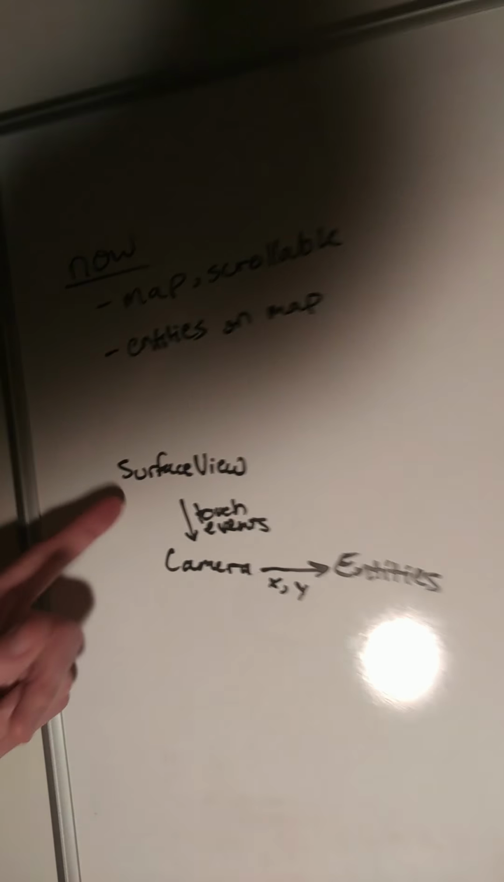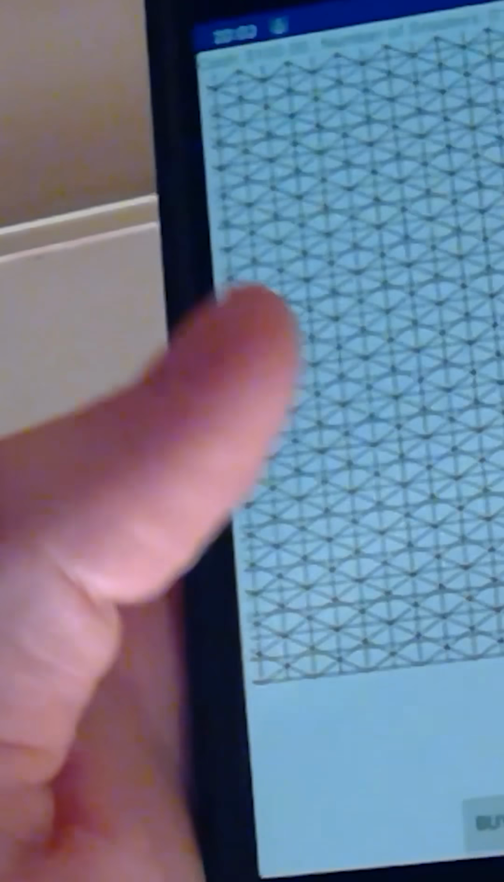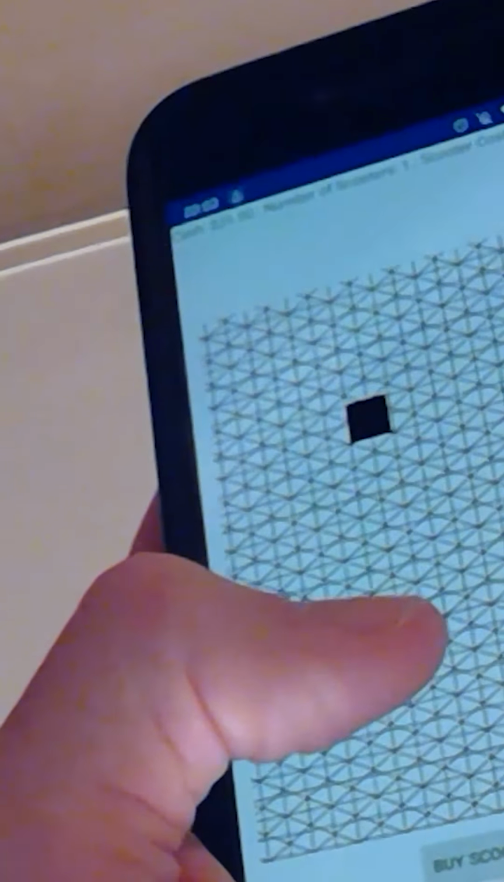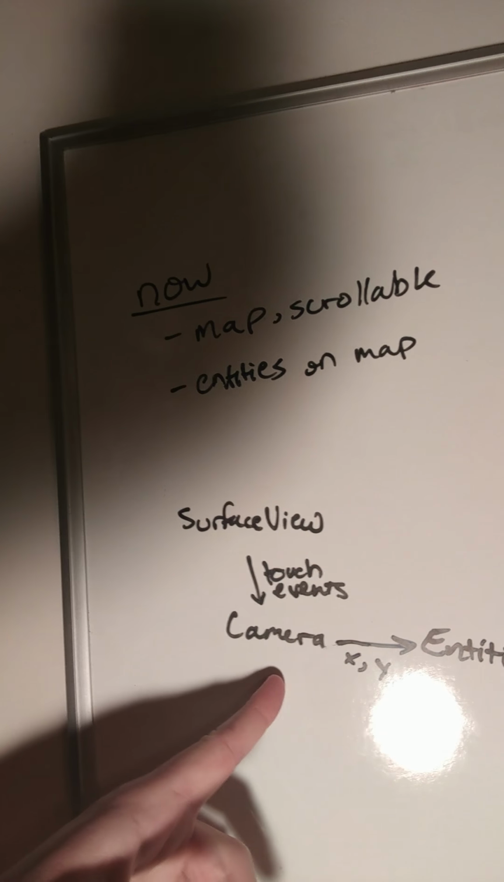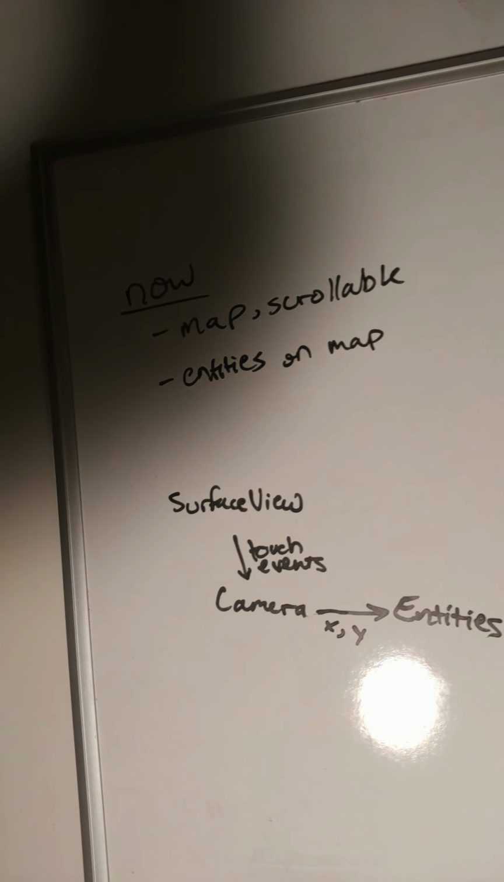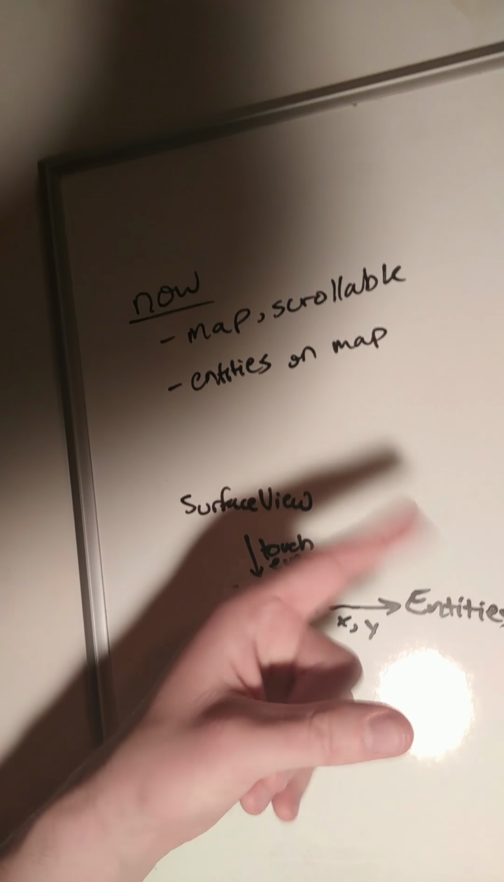Basically, I have the Android surface view. It's sending touch events down to the camera, and the camera is sending its X and Y to the list of entities that it's going to draw, including a terrain image, including every scooter, which right now a scooter is just a square on the map. So basically, I tried to abstract things a little bit because it becomes a mess. All the touch events are handled by the camera. When you're moving your finger around there, it handles that, and then it passes on the offset to all of the entities. So now you can scroll infinitely in any direction, which is pretty cool.